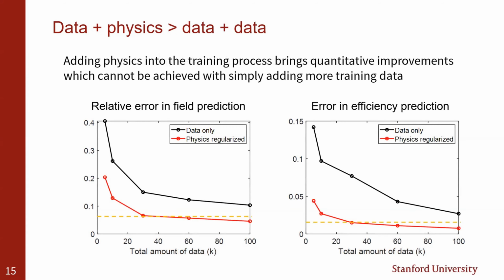And if we again plot these curves, but for physically regularized training, you can see from the red curves and also the orange dashed line that there is a quantitative improvement by adding physics, which cannot be achieved by simply adding more training data. In fact, even with 100K training data, the data-only UNet cannot outperform a physically regularized UNet trained with just 30K data.